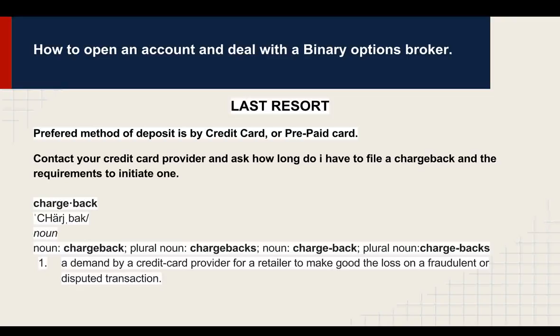It is a demand by a credit card provider for a retailer to make good the loss on a fraudulent or disputed transaction. So the key words here are fraudulent or disputed. When your binary options company has gone fraudulent or disputed, and you know you're in the right because you created the paper trail, then you can initiate a chargeback. Again, this isn't something to be abused, and these companies do take it very seriously if you do abuse it, and they will blacklist you. But it is your last resort, so if things go south, it's your last resort to get your deposit back.